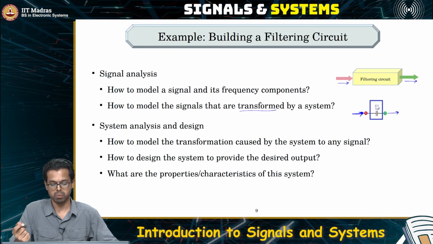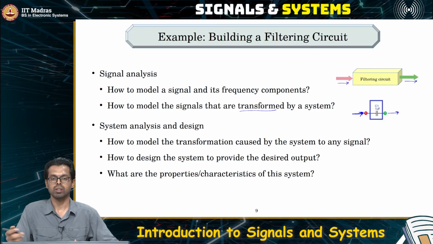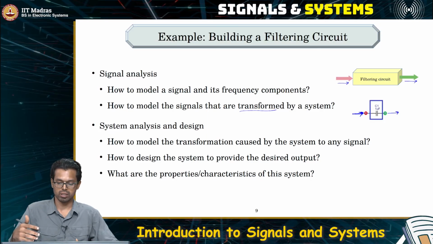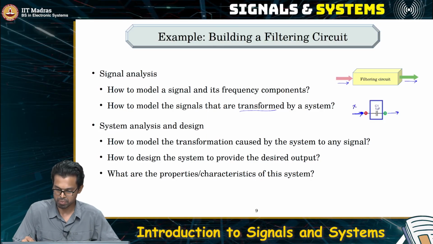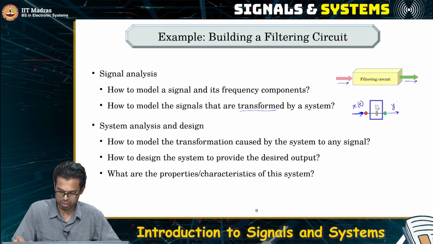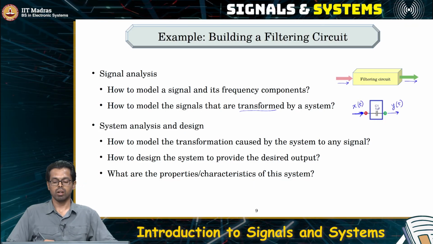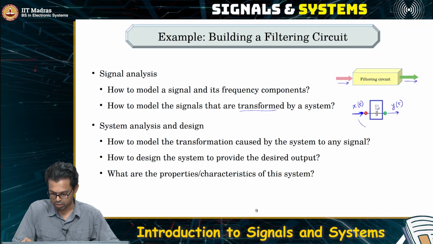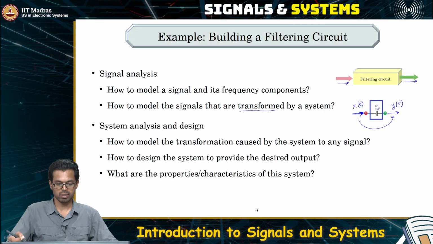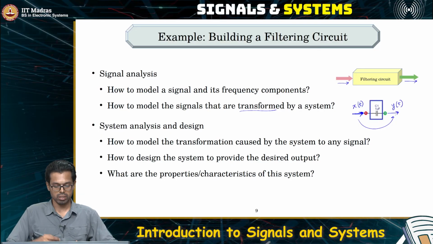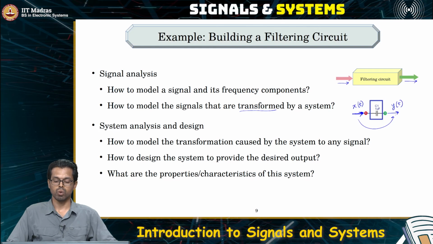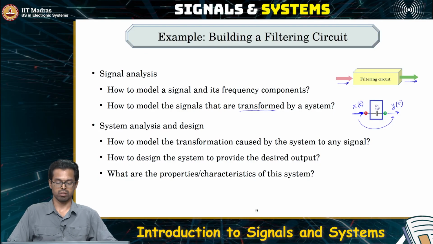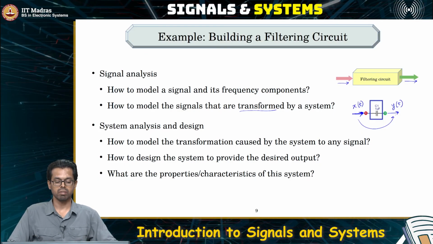Now, how is this system transforming this input to the output? So this is system analysis. We need to understand how to first model the system. We are feeding in a function here, and then we are getting another function here. Now that we have modeled the signal, how do we model the transformation that the system does on top of this input signal to get the output? Once we understand how to model this transformation, how do we optimize it? If we know how to optimize this, basically it means that we know how to design it.